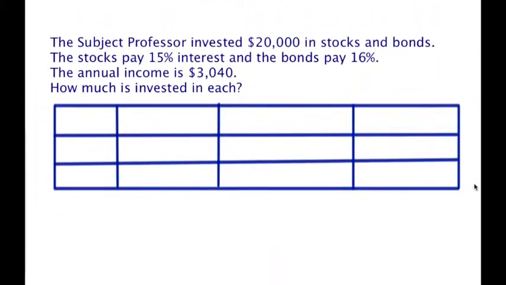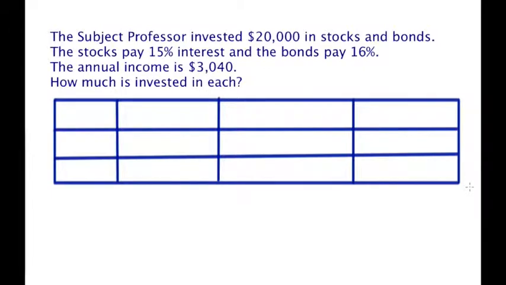So let's see here. The subject professor invested $20,000 in stocks and bonds. The stocks pay 15% interest, and the bonds pay 16%. The annual income is $3,040. How much is invested in each?